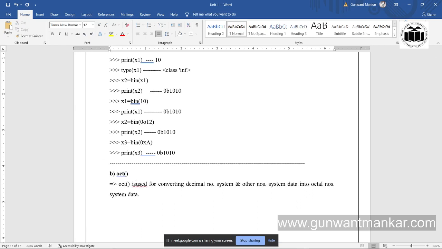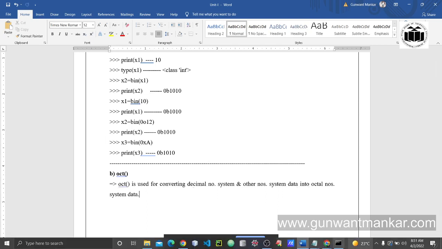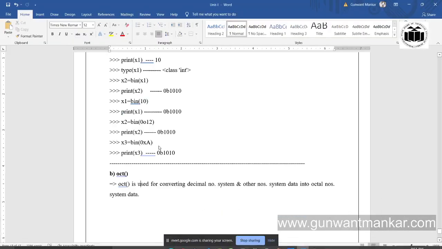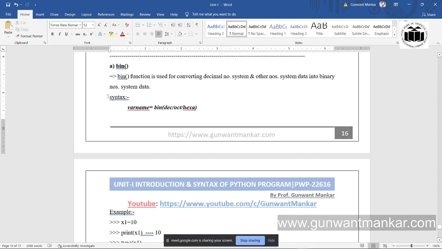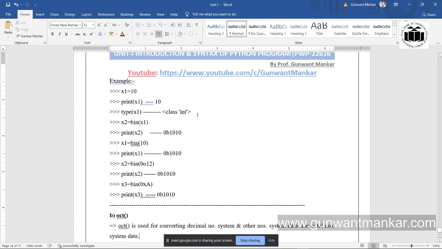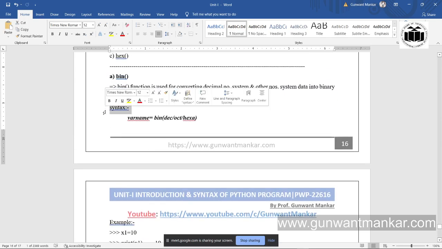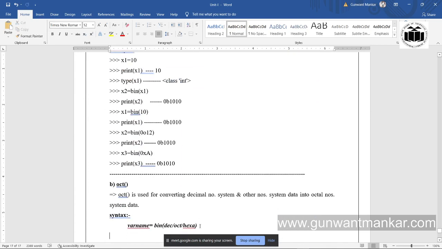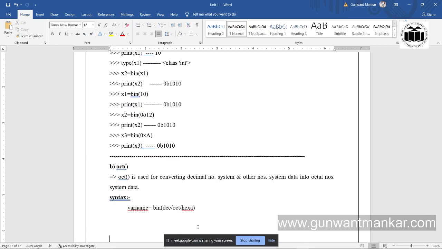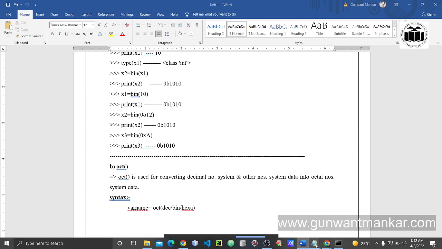The oct function is used for converting the decimal number system and other number systems into the octal number system. What is the syntax? Same syntax. Instead of bin you can write oct, that's it. Variable name is equal to bin; instead of bin we have to write oct, octal. Of decimal, octal, binary, hexadecimal. Now see the examples.